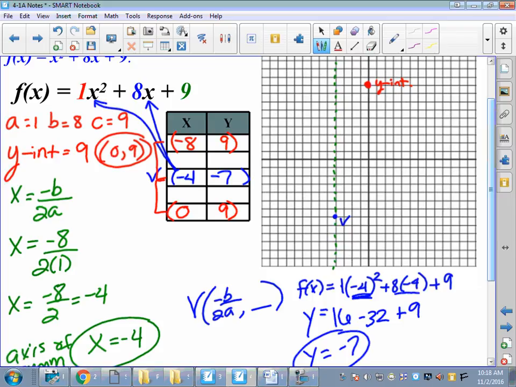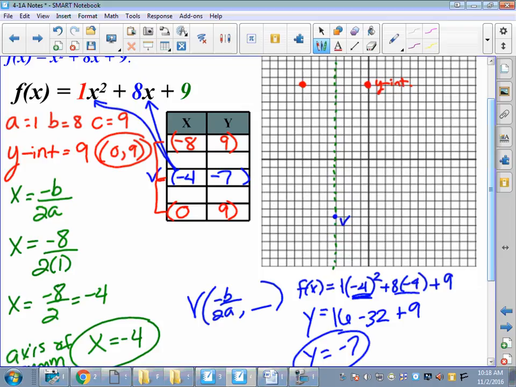So if I go over to negative 8, and up to 9, there's my other point. We can use symmetry just like we did with the absolute value functions. Now I just need to find one more point. So I don't care which one you use. I probably wouldn't go much further out than 0 and negative 8 because now you're going to get into really big numbers.